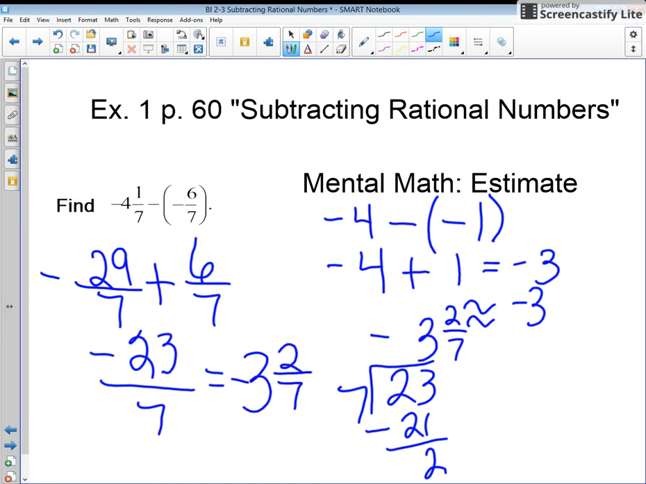And negative 3 and 2 over 7 is very close to what we estimated at negative 3. So I think our answer is correct. If you want to double check, you can create a number line, divide it into sevenths, and scale the number line to land on negative 3 and 2/7.